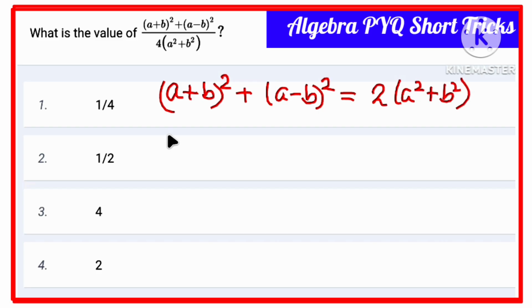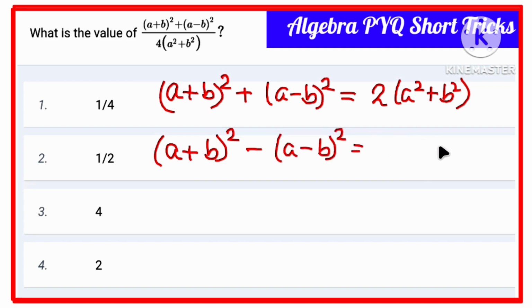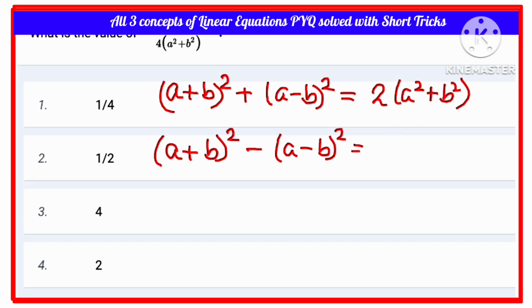Now in the comment box, you just mention, if it is given like this, a plus b the whole square, and instead of this plus, if we have minus, a minus b the whole square, then what will be our answer in this case? Now let us see the next question.